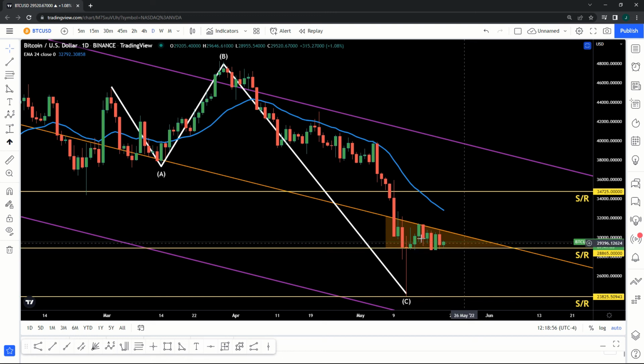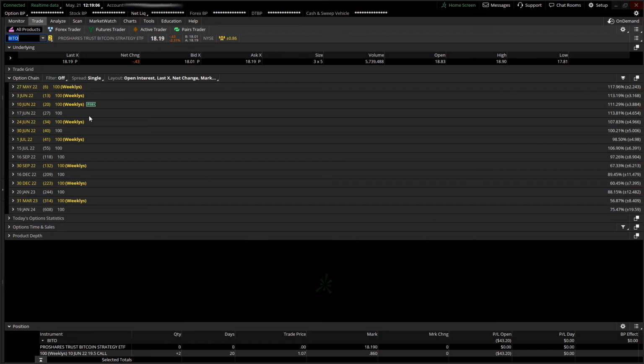So because now all signs are pointing to a bullish move, what I did last week was take a bullish position involving the ProShares Trust Bitcoin ETF, which, as of Friday's close, ended at $18.19. So the price of this ETF is not correlated to Bitcoin itself. It's correlated to the Bitcoin futures contract. So the pricing here is 2 levels away from Bitcoin itself, right? Because this ETF is correlated to the futures, which is correlated to Bitcoin. Anyway, there's a whole different thing too.